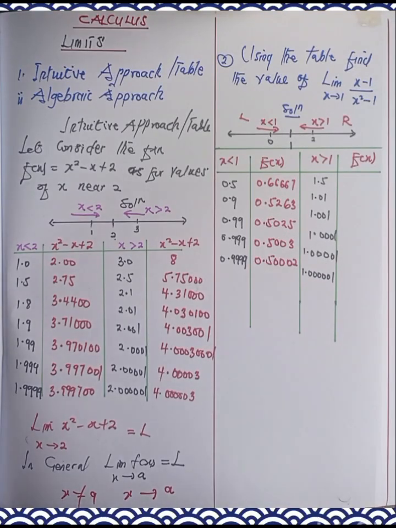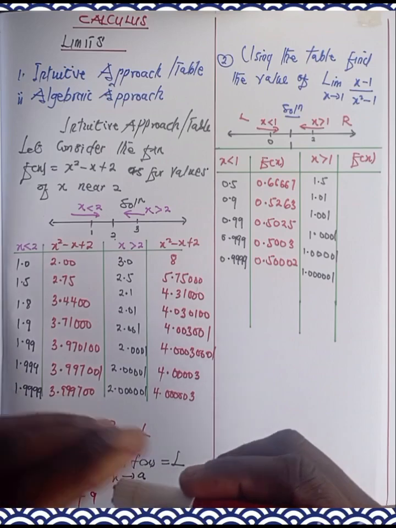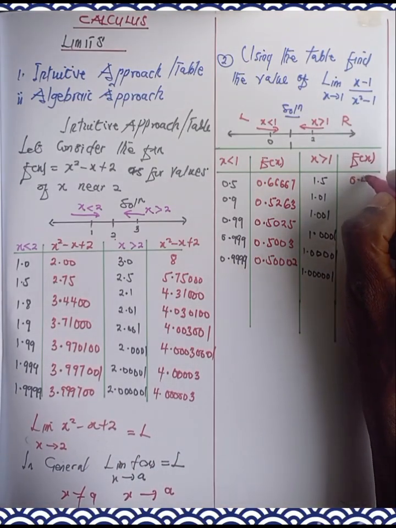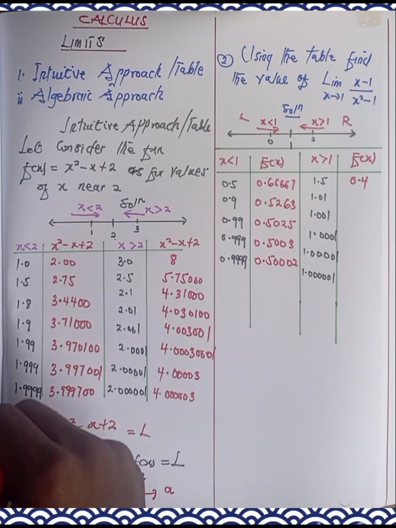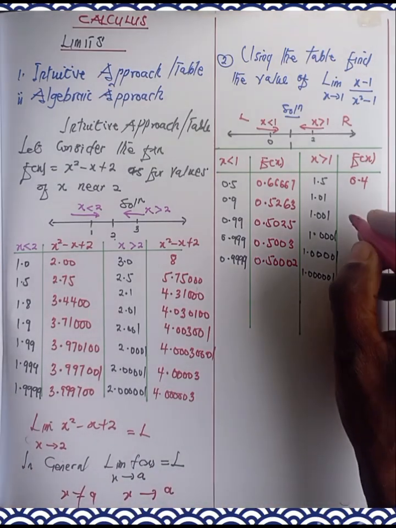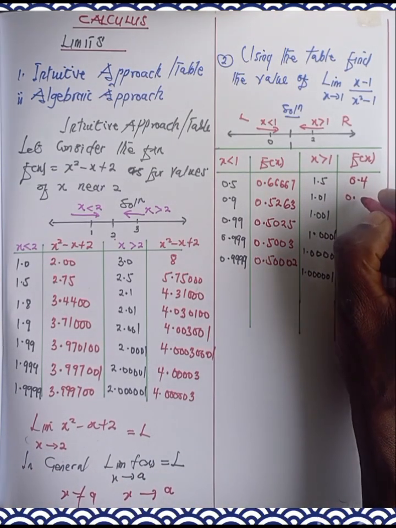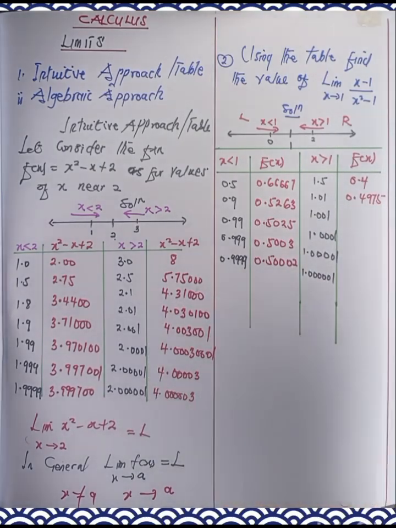Now let's move on to values of x approaching 1 from the right. The same thing, at x is equal to 1.5, we are getting 0.4. So we have 0.4. At x is equal to 1.01, we are getting 0.4975.